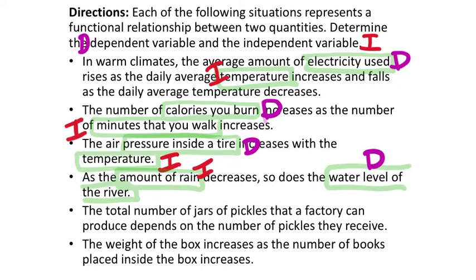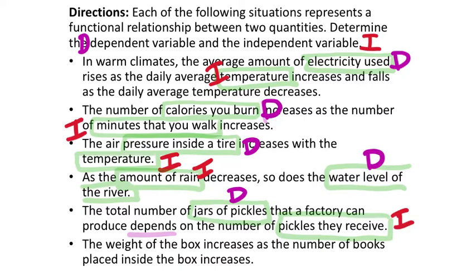So next up, the total number of jars of pickles that a factory can produce depends on the number of pickles they receive. So the two things we're comparing on this one are the number of jars of pickles, and then pickles received, right? And it even used that word depends. So this one actually kind of gave us the answer. The jars of pickles, of course, will depend on how many pickles are in the factory, right? If they don't have very many pickles received, then of course you can't make that many jars of pickles. You could have a bunch of jars sitting around empty, but you couldn't make jars of pickles until you get more pickles in, okay? So there's a lot of thought that goes into this, which you can see.